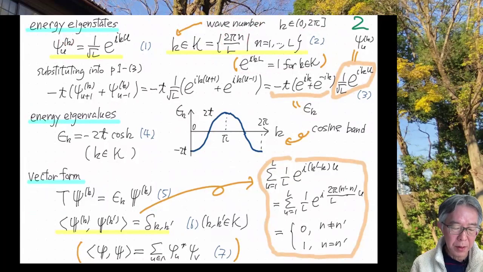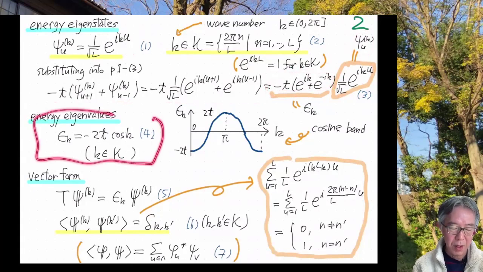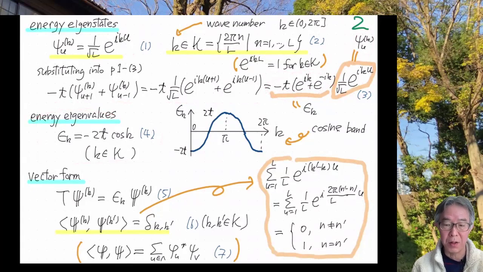If we simply substitute this into the left-hand side of the Schrödinger equation, and plug this in, then you can pull this part out, and you get this thing, which is independent of site U. So you have seen that this satisfies the Schrödinger equation. This is psi UK itself. And here you have the energy eigenvalue, which is this. If you plot this as a function of K, you get this familiar cosine dispersion relation.